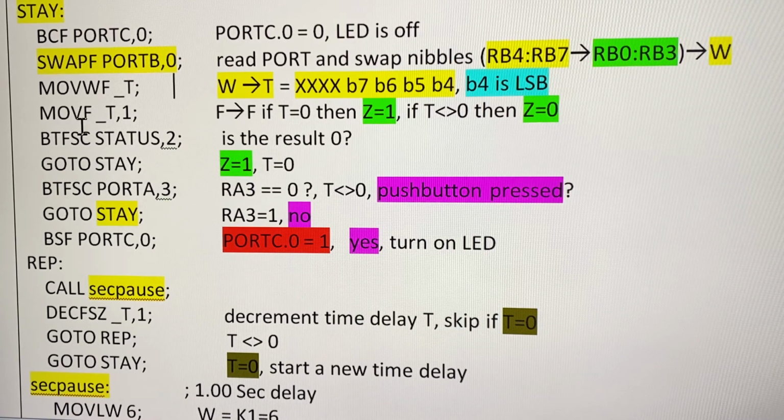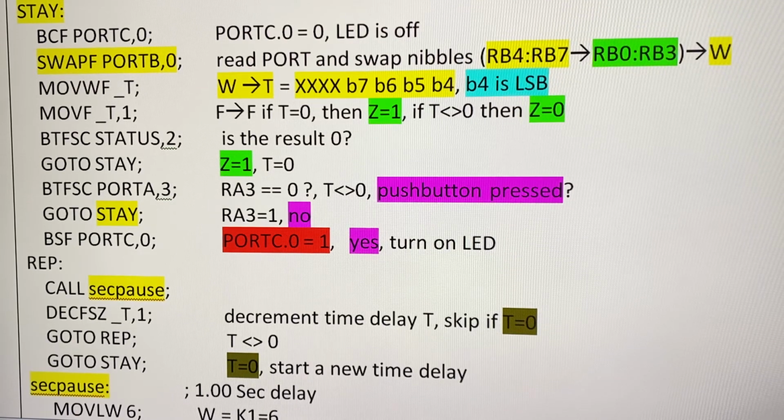Okay, now we move. So this is transferred to T, and now we move T, 1. Why are we doing this? When you move the contents of a variable to the same file, F to F, move the contents of this file to this file, if the contents of this variable T are equal to 0, okay, then the bit Z is equal to 1. This bit comes from the arithmetic logic unit, which tells you that after doing this transfer, if the file is equal to 0, this bit will be 1. But if the file is different from 0, this bit Z will be 0.